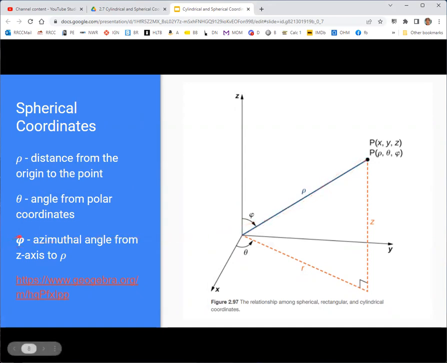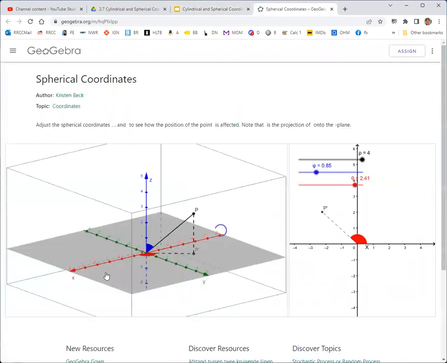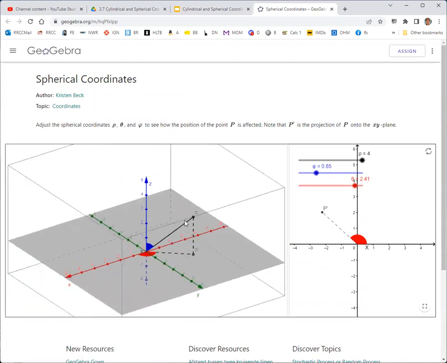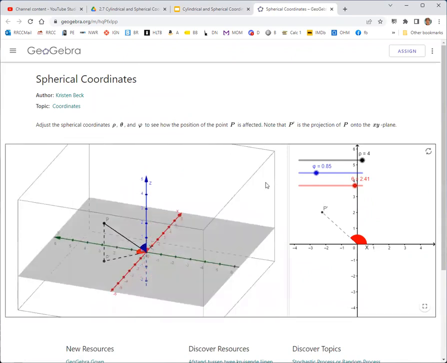And then phi is the azimuthal angle. So if you think of starting in the positive z direction and then drawing down towards the xy plane, that will give you your phi. Again, there's an interactive here so that you can mess around with changing this. In this one, you can change that there, and you change rho. Some people do work with negative rho values. This one does negative rho values, but we're going to try to use positive. And then you could see the effect of changing phi.